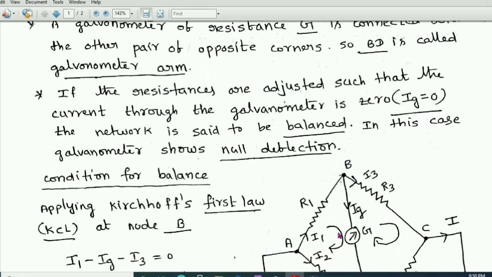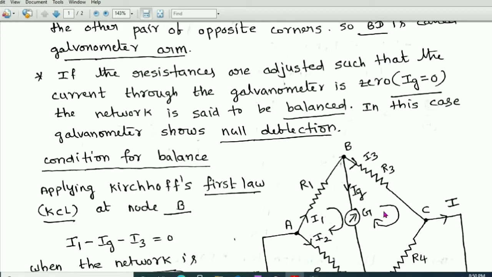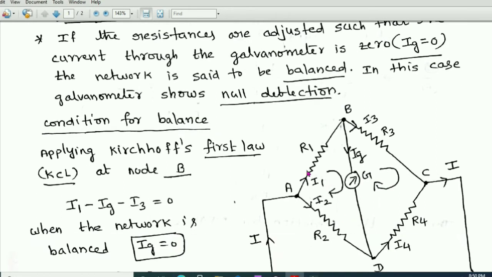Now here, if the resistances are adjusted such that the current through the galvanometer is 0, that is, if you adjust the resistance values R1, R2, R3, R4 such that the current through the galvanometer is 0, then the network is said to be balanced. Whenever the galvanometer shows null deflection or 0 deflection, then the bridge is said to be balanced.